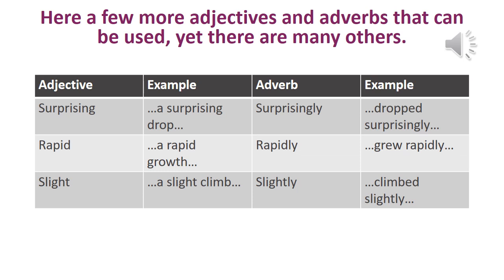Here are a few more adjectives and adverbs that can be used, yet there are many others. Adjectives: surprising, a surprising drop. Rapid, a rapid growth. Slight, a slight climb. All of these can be changed into the adverb form. Surprisingly, dropped surprisingly. Rapidly, grew rapidly. And slightly, climbed slightly.